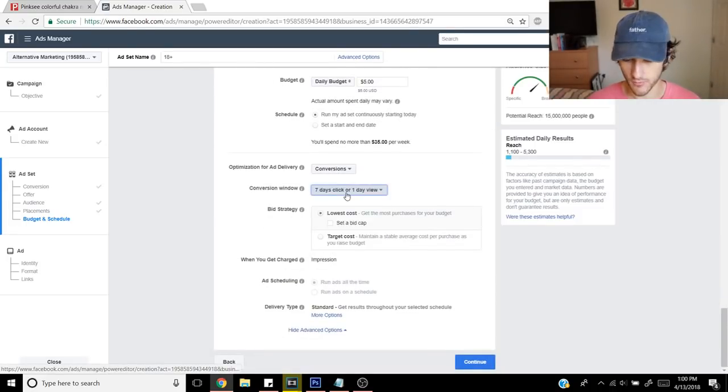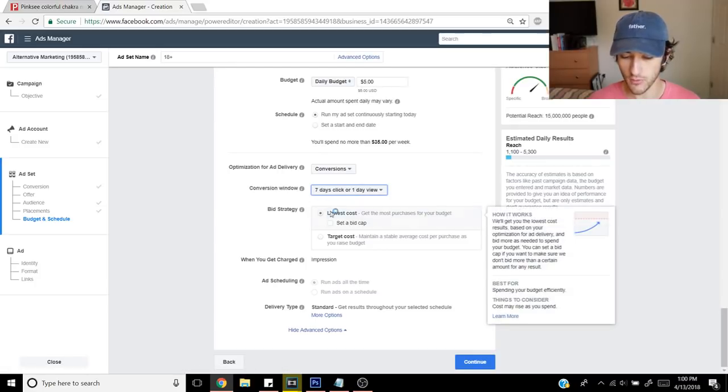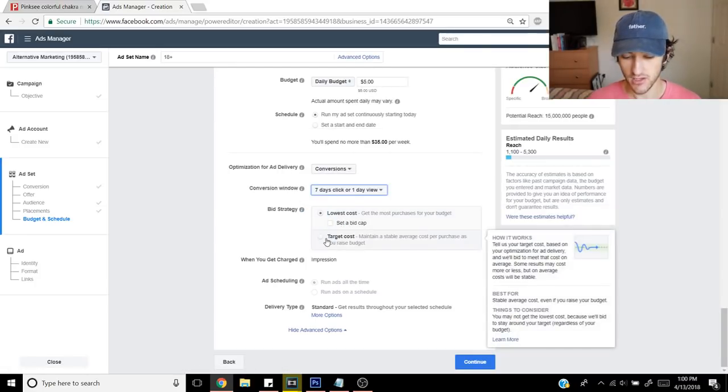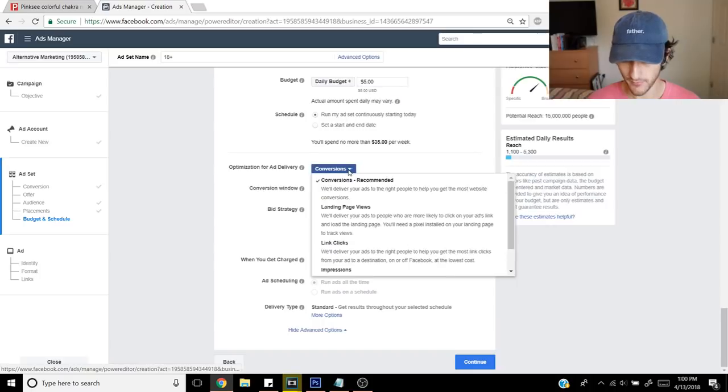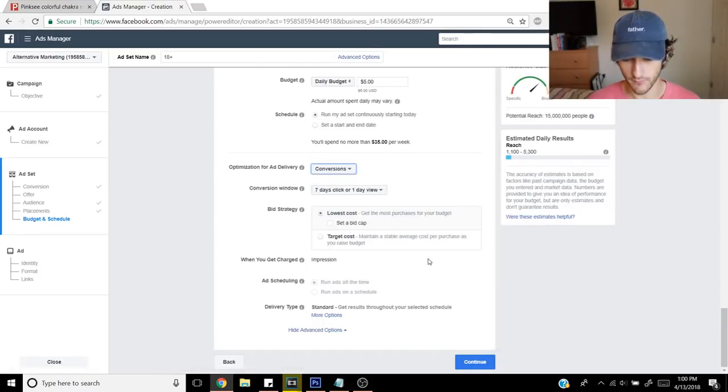Conversions, 7-day click or 1-day view, that's the normal thing. And then go with the lowest cost bid strategy. You don't really need to go for target cost. And then obviously we're optimizing for conversions. Okay, so this is the main thing we have set up. As you can see, the reach is 15 million people. That's massive. But this is the shotgun strategy. We're testing these big audiences all over the place, and then we're going to optimize from there.